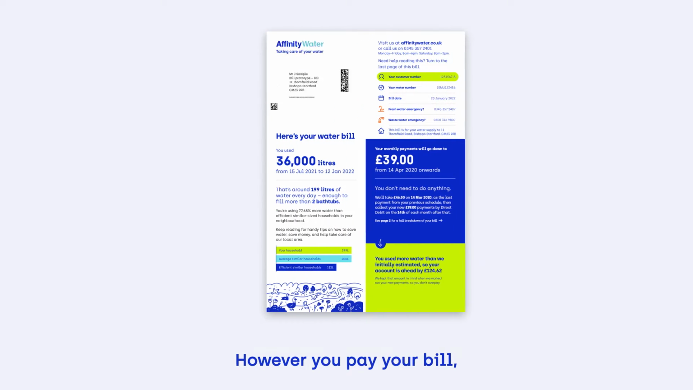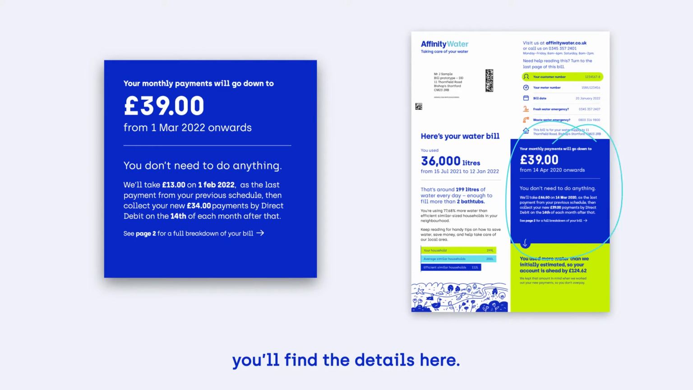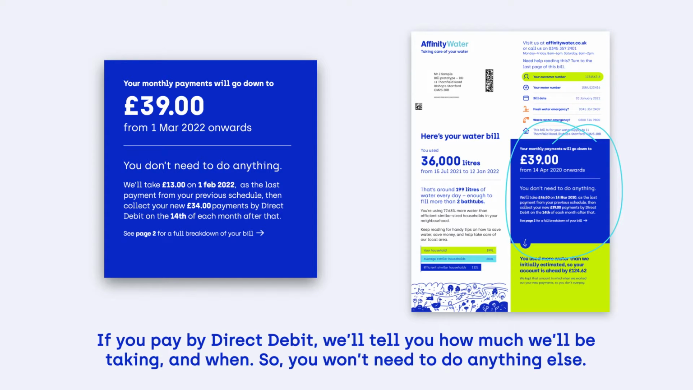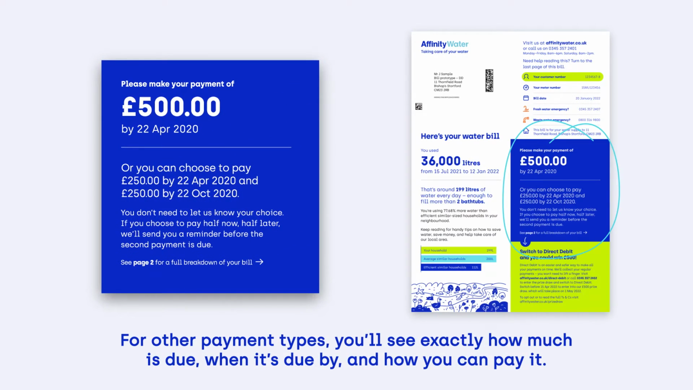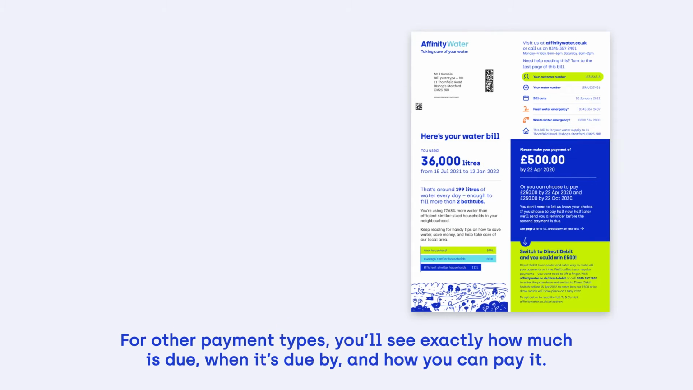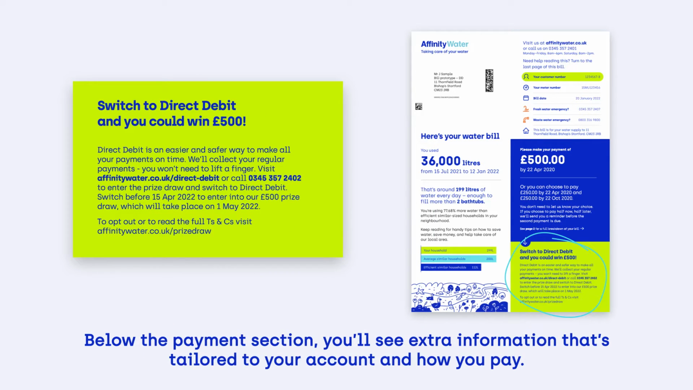However you pay your bill, you'll find the details here. If you pay by direct debit, we'll tell you how much will be taken and when, so you won't need to do anything else. For other payment types, you'll see exactly how much is due, when it's due by, and how you can pay it. Below the payment section, you'll see extra information that's tailored to your account and how you pay.